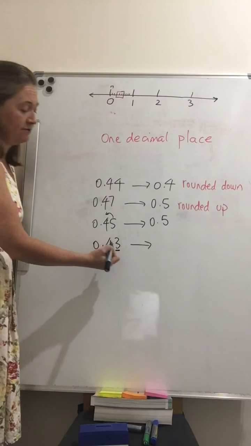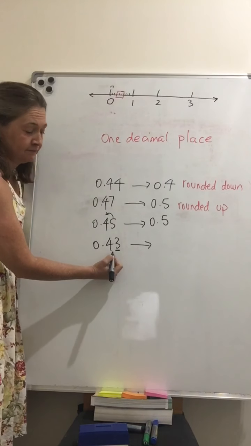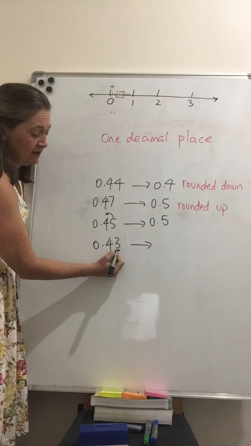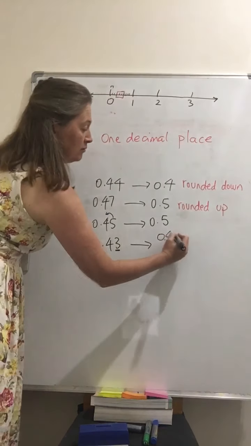Now, remember we said if it's 5 or more we round up, and if it's less than that we round down. Well, this one is less than 5. So we're going to round down. We're going to bring it back to just 0.4.